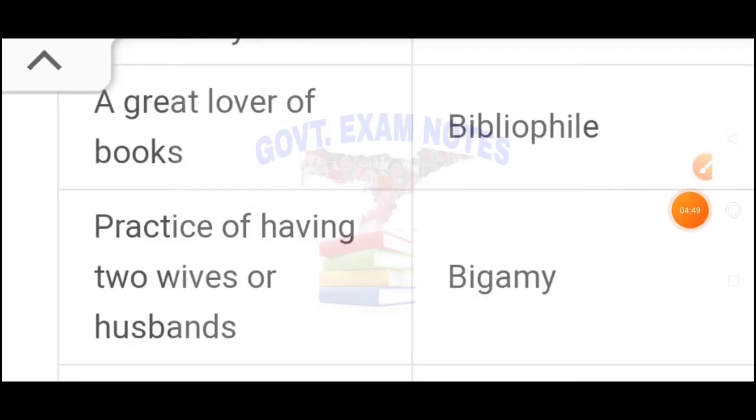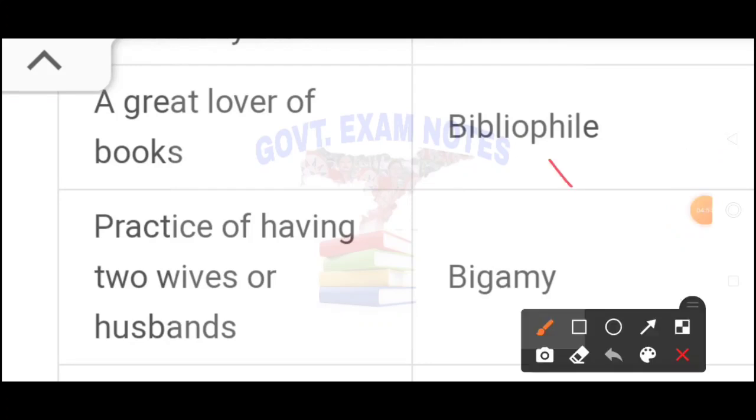Again, a great lover of books is bibliophile. One who loves books, that will be bibliophile. Next is the practice of having 2 wives or husbands. If someone is having 2 wives or 2 husbands, it will be called bigamy. This 2 refers to bi. The practice of one single husband or wife will be monogamy, and the practice of several wives or husbands will be called polygamy.